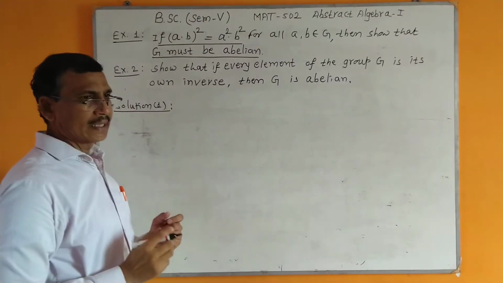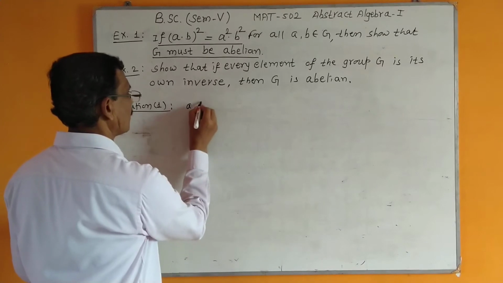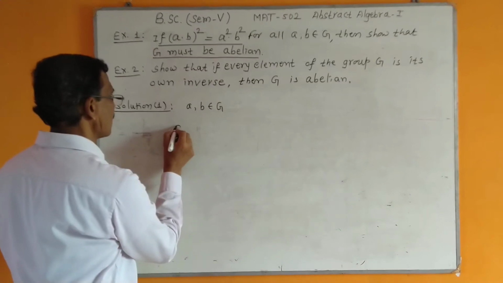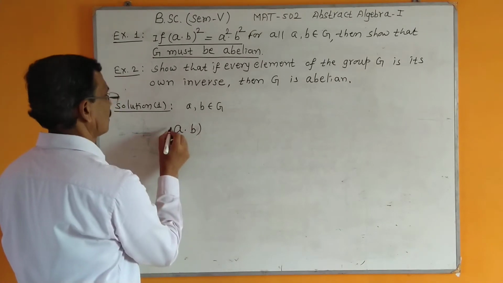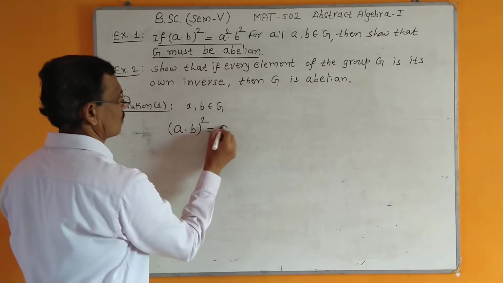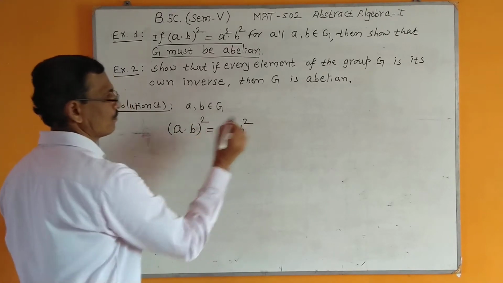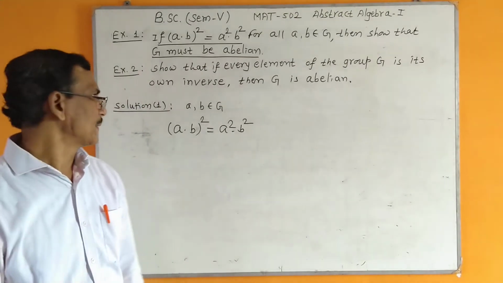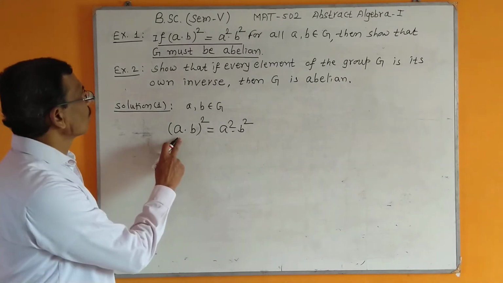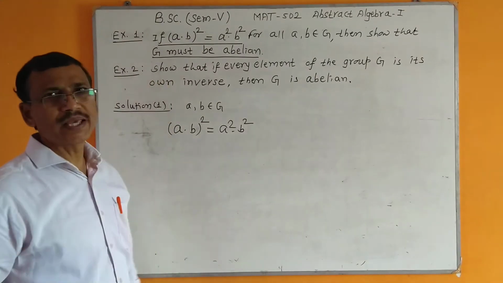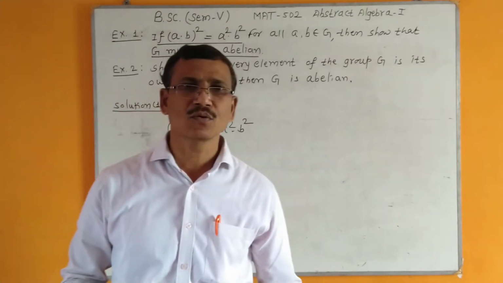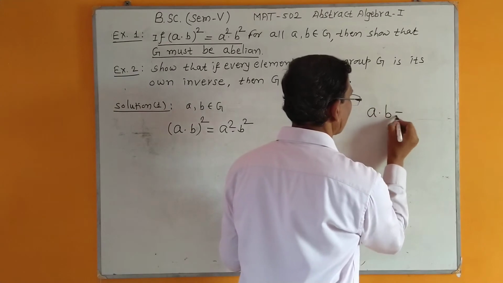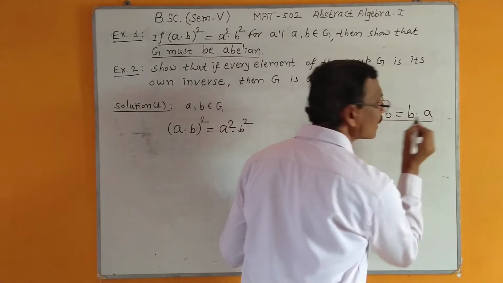Now we shall consider that G is a group and a, b belong to G. What is given? (a·b) squared is equal to a squared · b squared. This is true for all a, b belonging to G. Now using this, we want to prove that the group G must be abelian. Abelian group means in a group G, the commutative property is satisfied. That means we want to prove that a·b is equal to b·a.